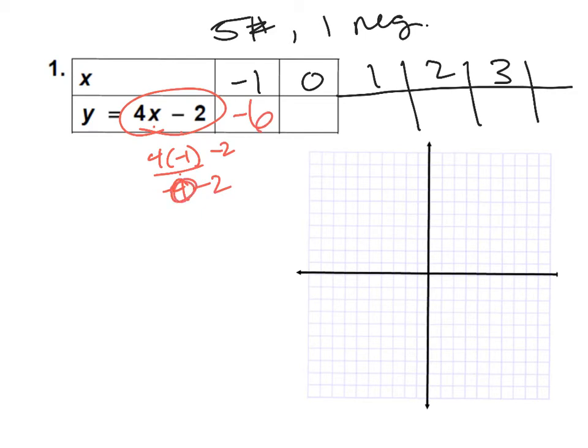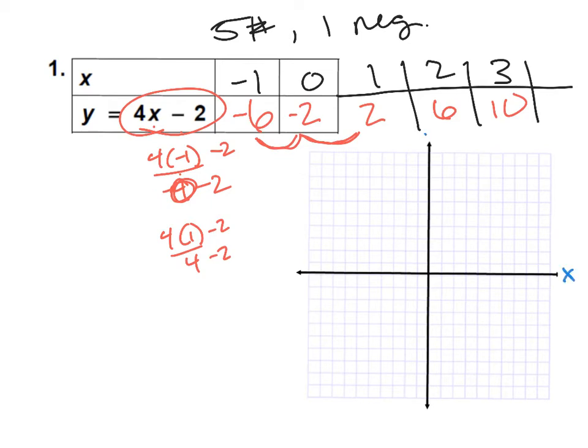0 minus 2 gives me a negative 2. Let's see, 4 times 1 minus 2, that's 4 minus 2 gives me 2. And you can start seeing I'm going up 4 each time. Negative 6 plus 4 gives me negative 2, plus 4 gives me 2. This is going to be 6, and this is going to be 10. So let's put it on the graph.